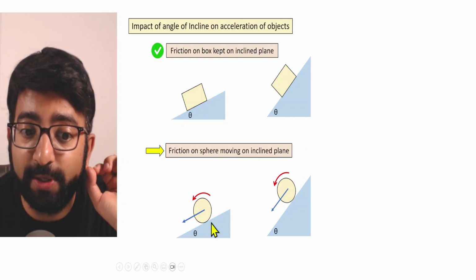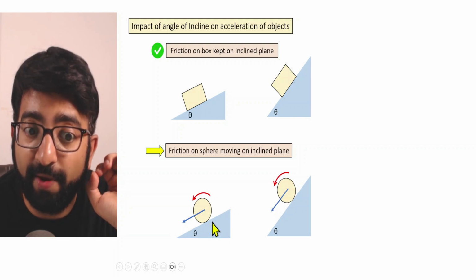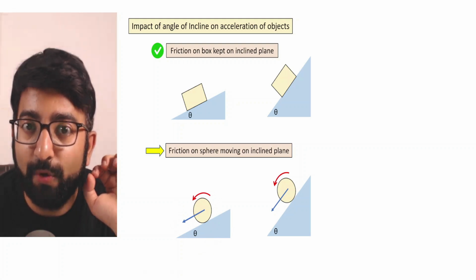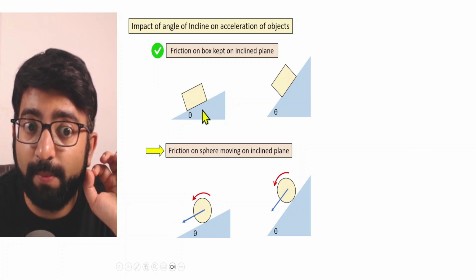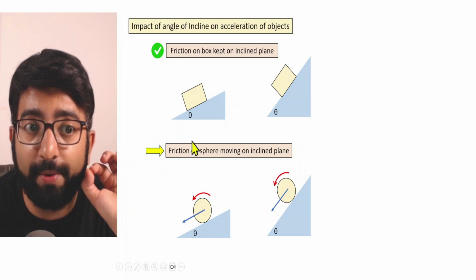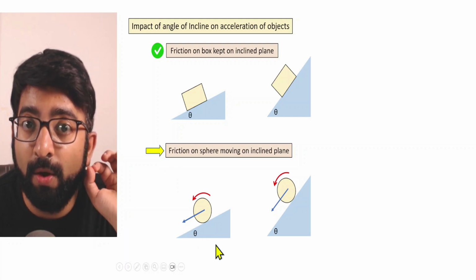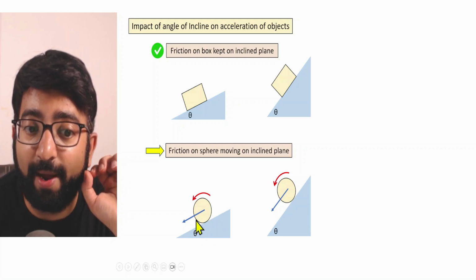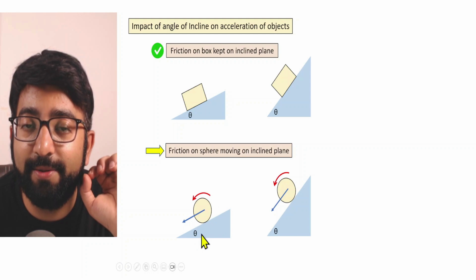And because of the friction of this inclined surface, the sphere in this case is going to rotate in an anti-clockwise direction. So just like in case 1 where there was a box kept on an inclined plane, in this situation we are going to discuss what is the impact of angle of incline on the acceleration of this object, as well as how much friction will act on the sphere depending on the angle theta.